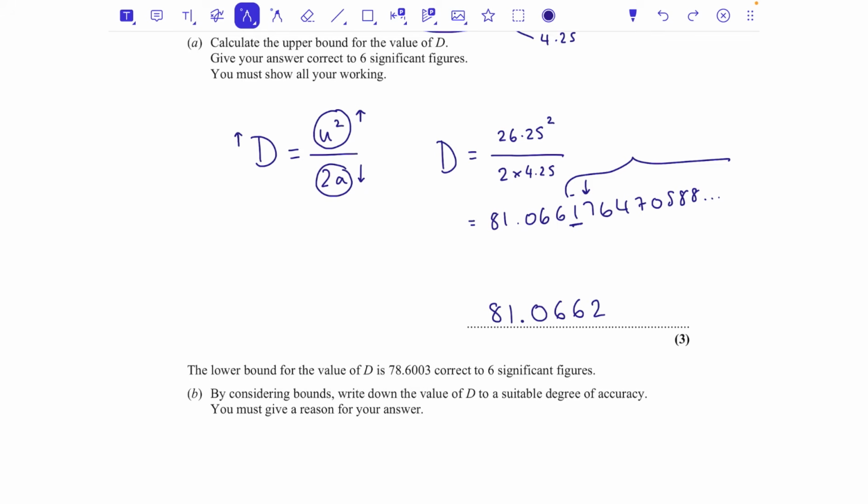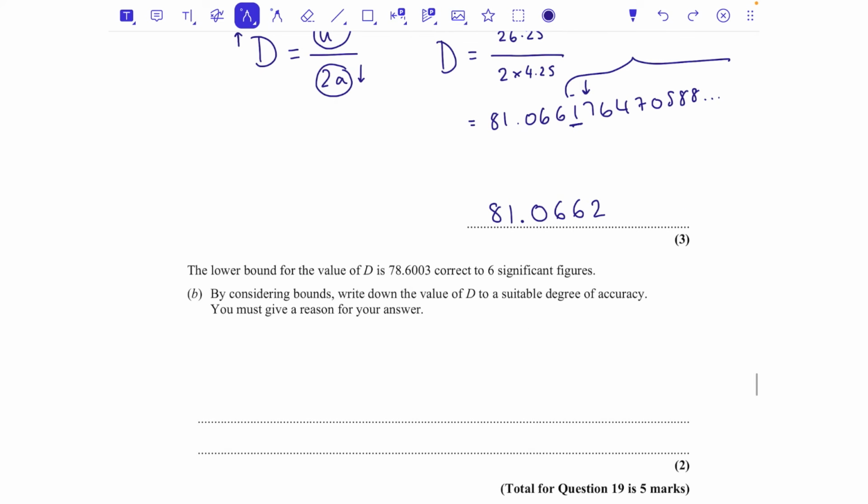By considering bounds, write down the value of D to a suitable degree of accuracy. So they've told us that the lower bound is 78.6003 and we just worked out that the upper bound is 81.0662. Now when we are writing it to a suitable degree of accuracy, we want to say, well, how many significant figures can I go before they're different? So firstly, let's look at the first digit. If I was to round them both to 1 significant figure, I get 80. This number rounds to 80 and this number rounds to 80.